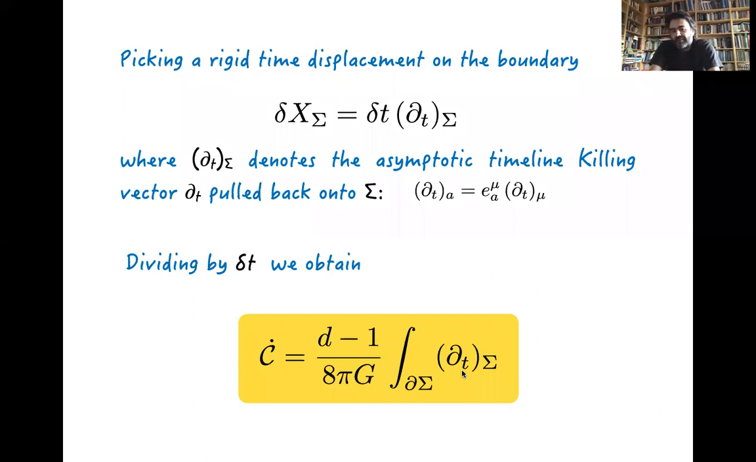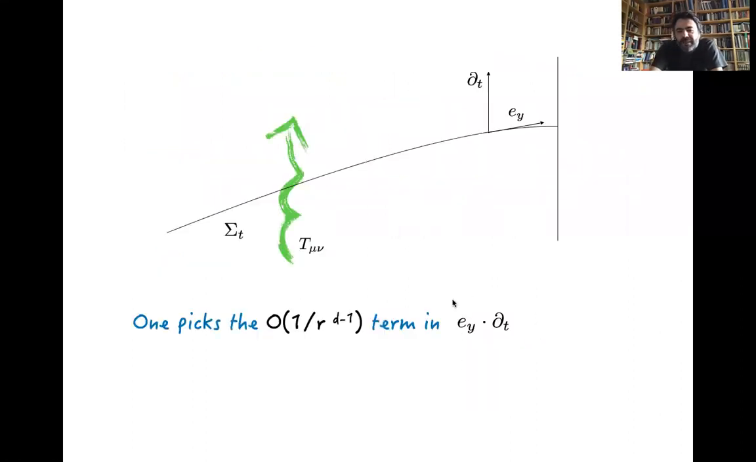time translation vector. So to see what this thing computes, basically I'm integrating over the boundary the scalar product of the time translation vector and the tangent radial vector that tells me how the surface is bending. You know, if there was nothing here, if there was just vacuum, the surface would be horizontal. So C dot would be 0, right?